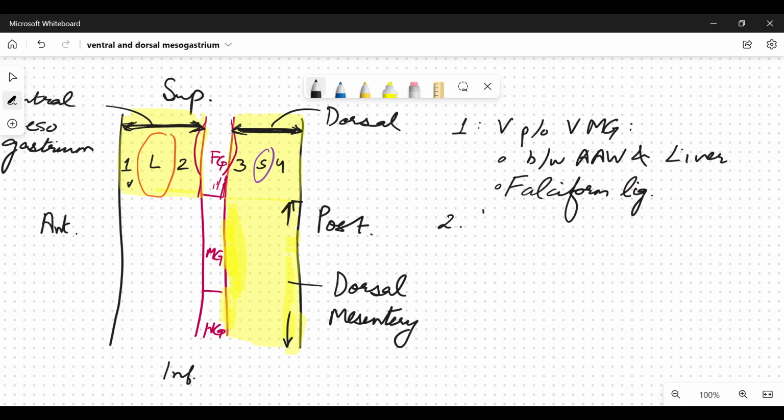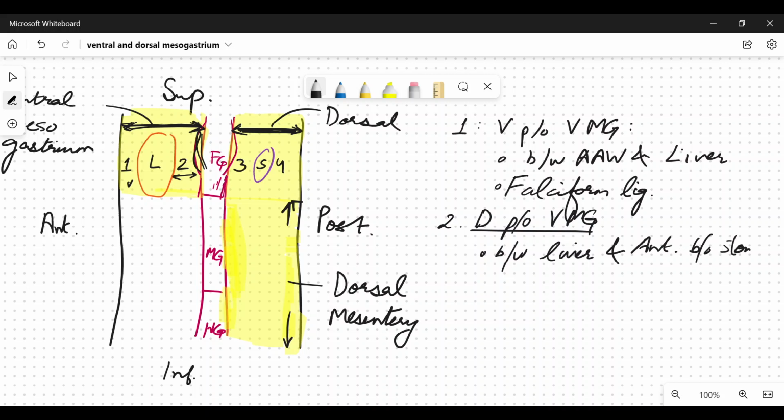Then number 2 is the dorsal part of the ventral mesogastrium. This part, number 2, is now stretching between the liver and which border of the stomach? The anterior border of the stomach, which in the future will form the lesser curvature. I will show you how it forms the lesser curvature. Now this structure stretches between the liver and the lesser curvature of the stomach. We all know that is going to form the lesser omentum.